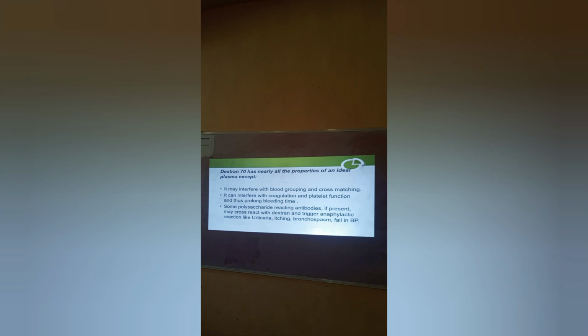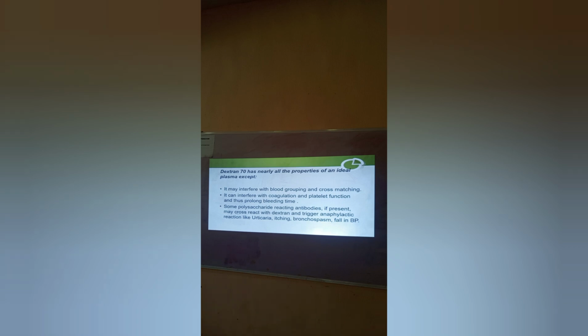Some polysaccharide reacting antibodies, if present, may cross react with dextran and trigger an anaphylactic reaction like urticaria, itching, and spasm. If you remember, your colleague also mentioned urticaria as one of the adverse effects of plasma expander. So it's actually specific to dextran 70. It can react with antibodies, affect platelet function, thereby increasing bleeding time. It can also interfere with blood grouping and cross match.